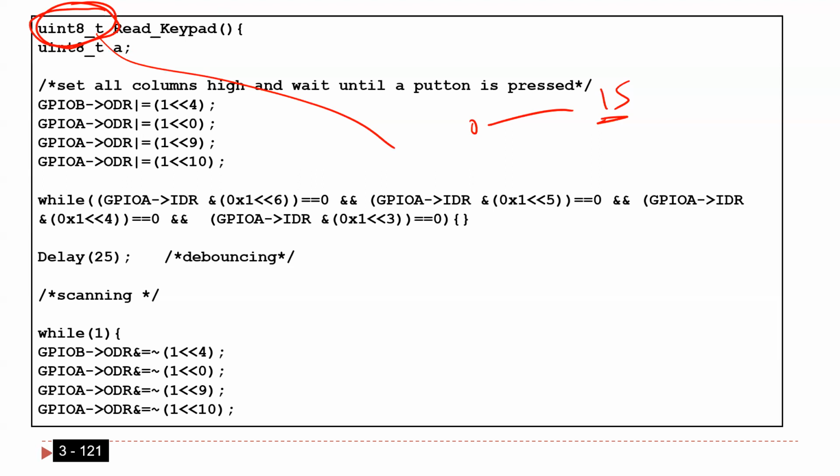Let's go to the details. That's all I need. That's how you can use two functions. One for initialization, and then you put this function. This function is going to wait until you press a button, so that when you press a button, it's going to return the number of the button from 0 to 15. That's it. Any questions?